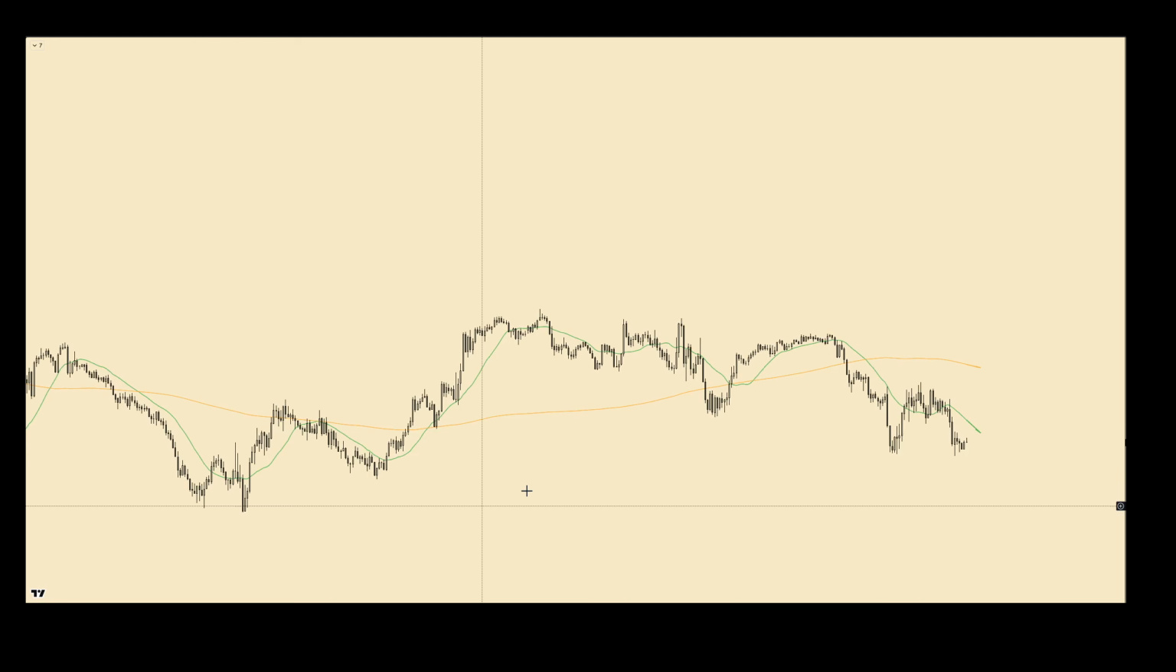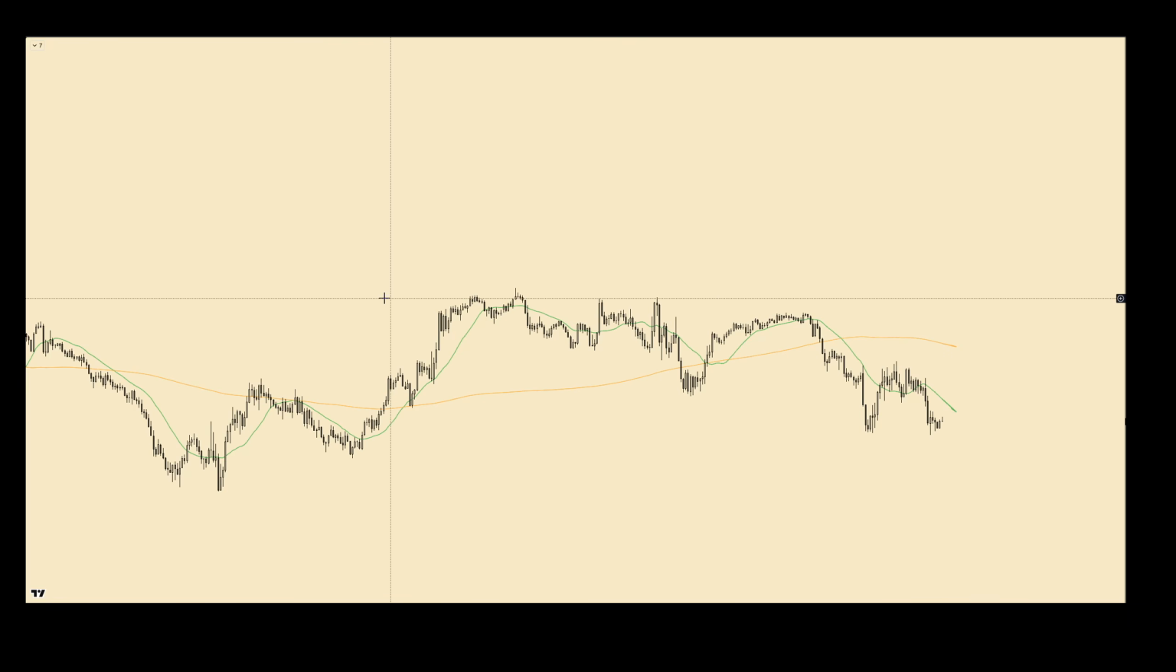These two lines you see on my chart are the simple moving averages. They are one of the simplest and most effective indicators out there. They are simply showing the average price of some particular period.